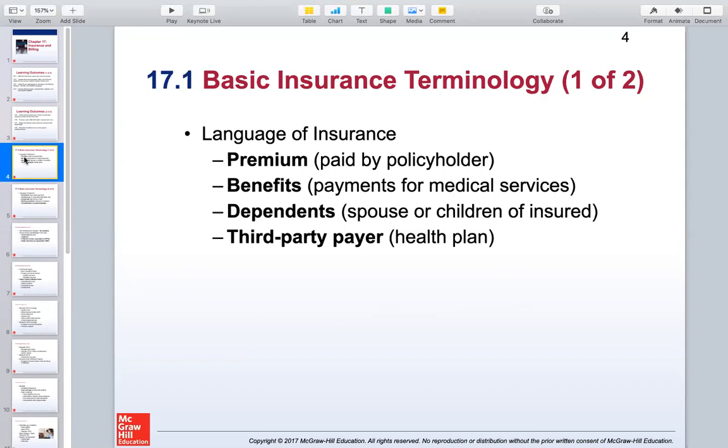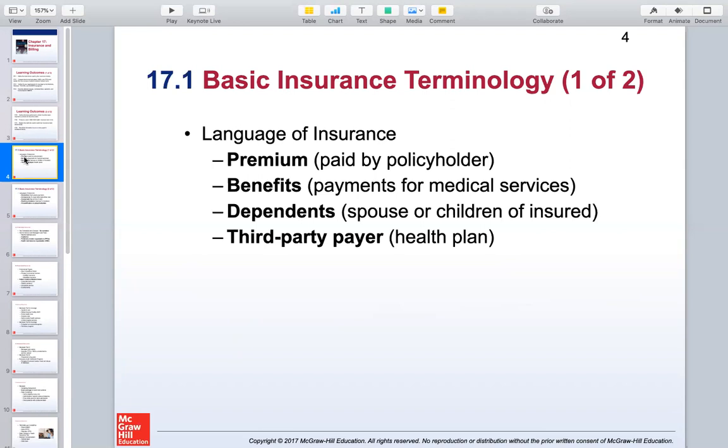All right, so premium. This is what is paid by the policyholder. The policyholder is also called the insured or the member. So that is the patient who has insurance. They can also be called the subscriber, but under the insurance policy, the policyholder has to pay a monthly fee or a monthly premium. And that amount just states that the insurance company receives the payment for providing insurance coverage.